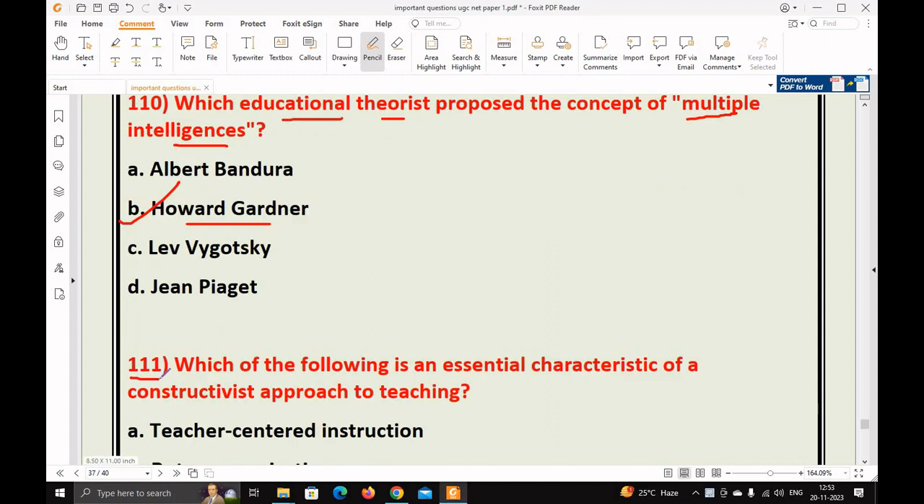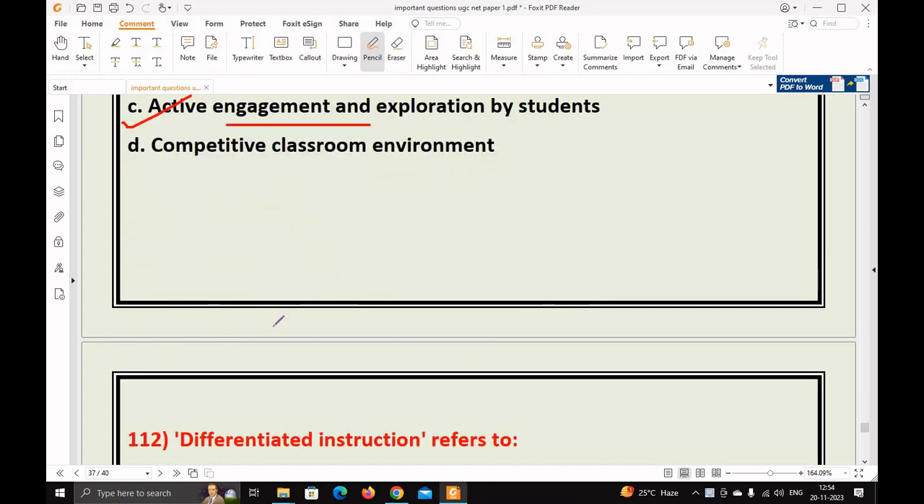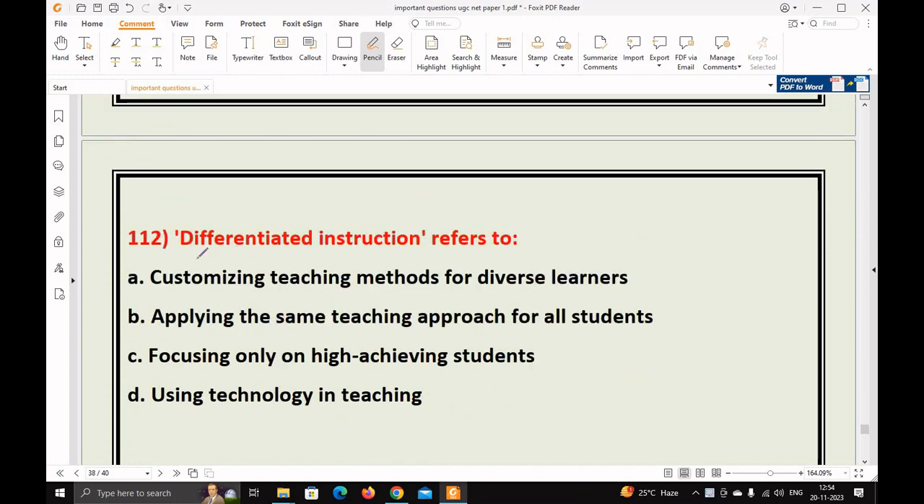Next question, question number 111. Which of the following is an essential characteristic of a constructivist approach to teaching? Options are teacher-centered instruction, rote memorization, active engagement and exploration by students, competitive classroom environment. The right answer, essential characteristic of a constructivist approach to teaching, is option C, active engagement and exploration by students.